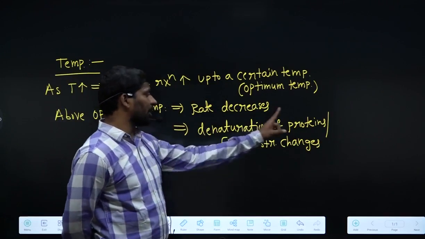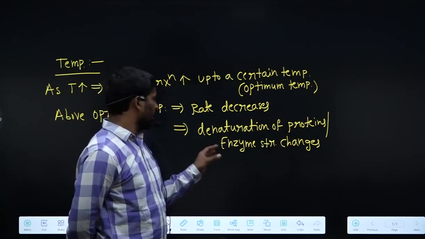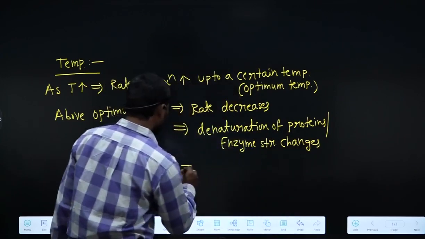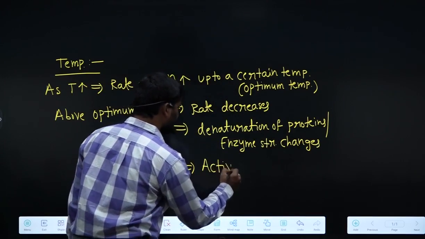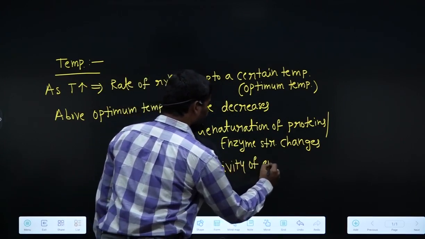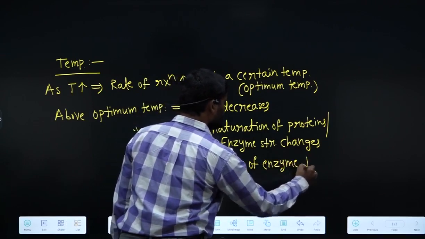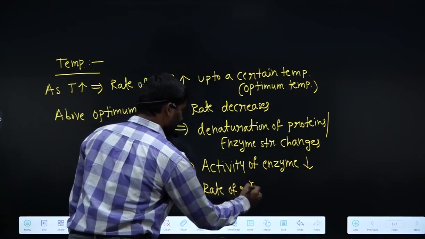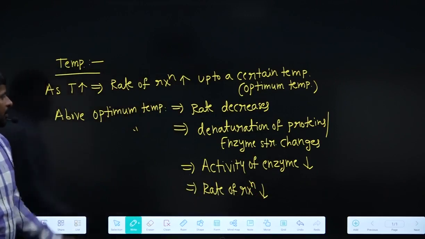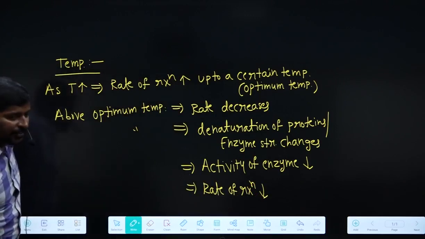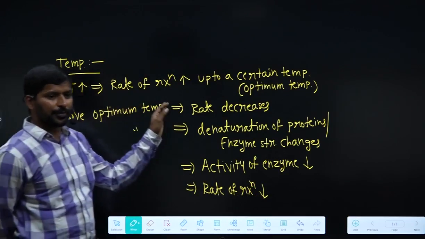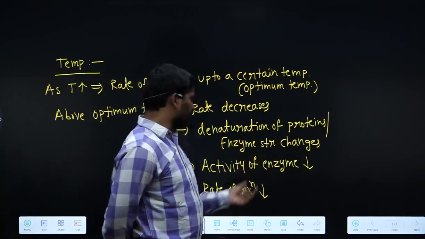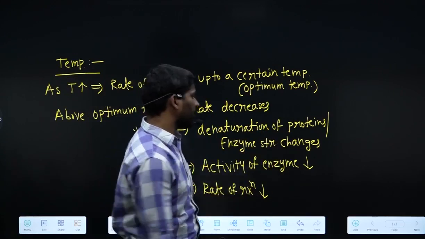Okay, above optimum temperature, denaturation of proteins occurs, or enzyme structure may be changed. So because of that, the activity of enzyme decreases, so rate of reaction decreases. So above optimum temperature, rate decreases. That is due to denaturation of proteins, or due to some breaking of bonds, or due to change in the structure of enzyme.